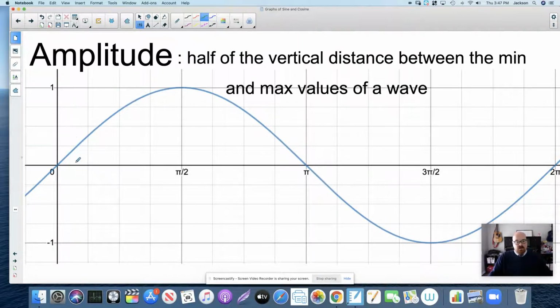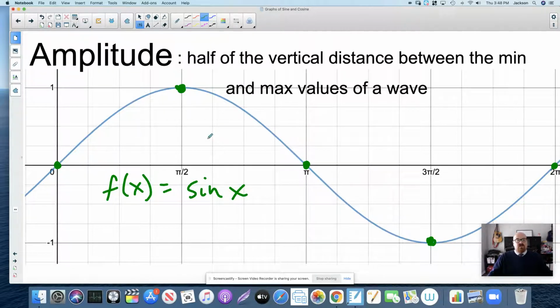What we're looking at here is a very basic sine wave. This is just sine x, where the period starts at 0 and ends at 2 pi. The critical points of the sine wave: we start at an intercept, go to the max, then an intercept, then the min, and then the intercept. So here is one period of a basic sine wave.